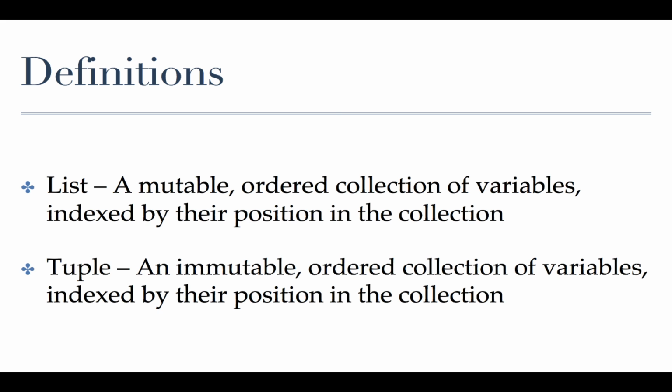When we move into dictionaries, you'll realize that they are unordered collections of variables, and there's a whole other indexing system that is involved in that. So it's important to understand the distinction between ordered and unordered collections of variables, because we do have different data types for those.